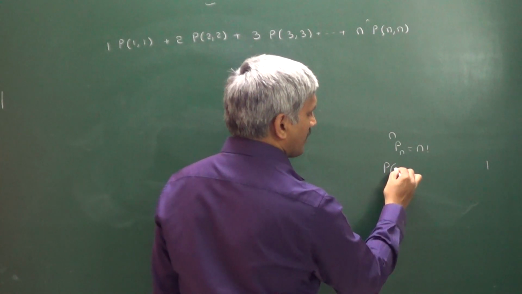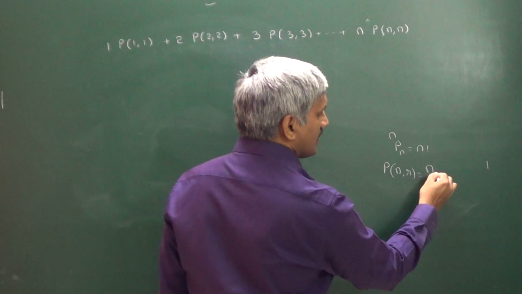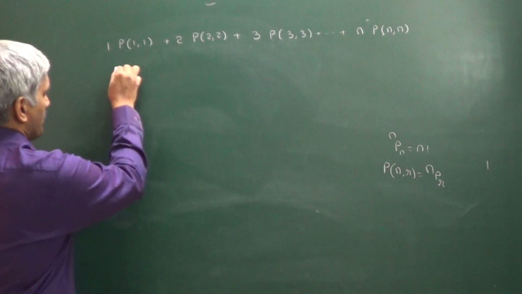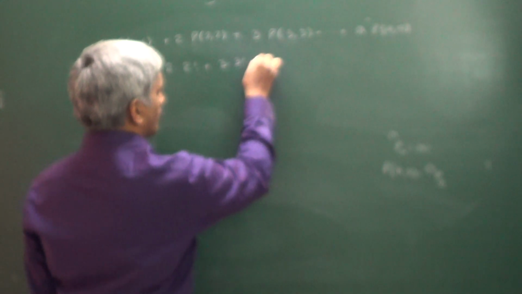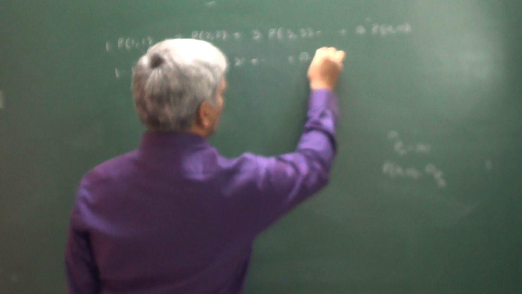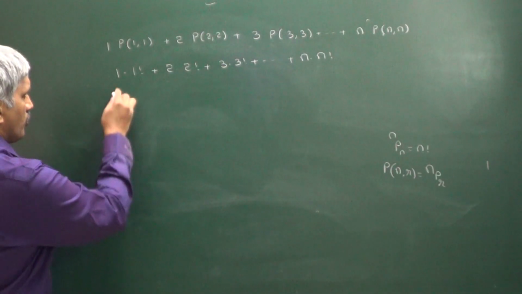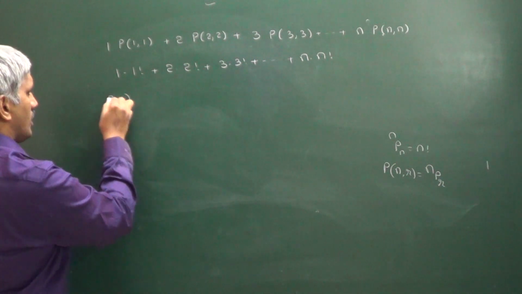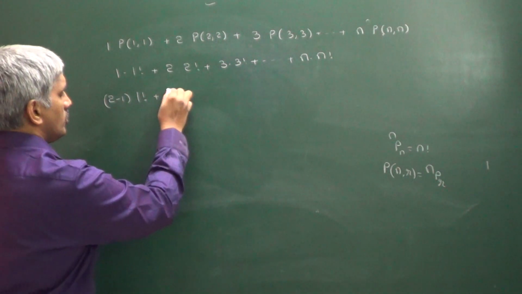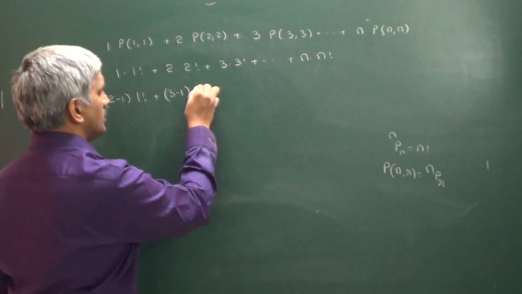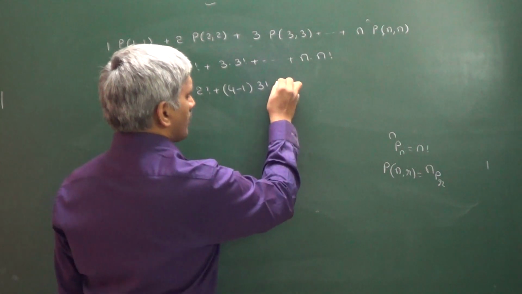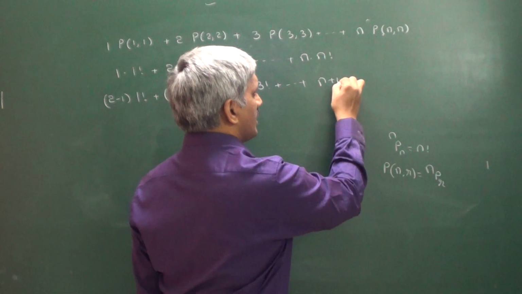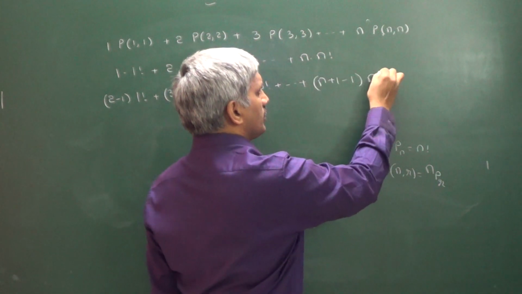At the same time we can write P(n,r) as nothing but nPr. So that's why we can write 1 into 1 factorial plus 2 into 2 factorial plus 3 into 3 factorial plus and so on plus n into n factorial. Now what I am doing is, this 1 can be written as (2 minus 1) into 1 factorial, 2 can be written as (3 minus 1) into 2 factorial, 3 can be written as (4 minus 1) into 3 factorial, plus and so on plus n can be written as (n plus 1 minus 1) into n factorial.